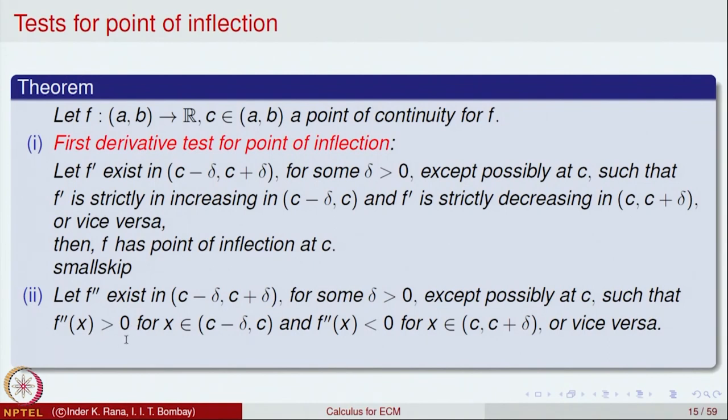And similarly, the other way around, the condition that the second derivative is bigger than 0 on the left side, right? So, this is the first derivative condition, and this is the second derivative condition, with the second derivative less than 0 on the right, or vice versa. So, basically, for a point of inflection, on the left side the function should be either strictly concave up, and on the right side it should change to strictly concave down, or the other way around. The first one gives a condition in terms of the first derivative, and the second one gives a condition in terms of the second derivative. So, either one can be used depending on whether the function has a first derivative and second derivative and so on. Let us look at some examples to illustrate this point.